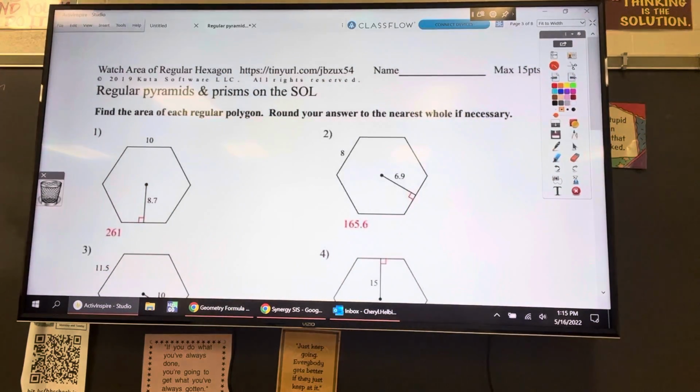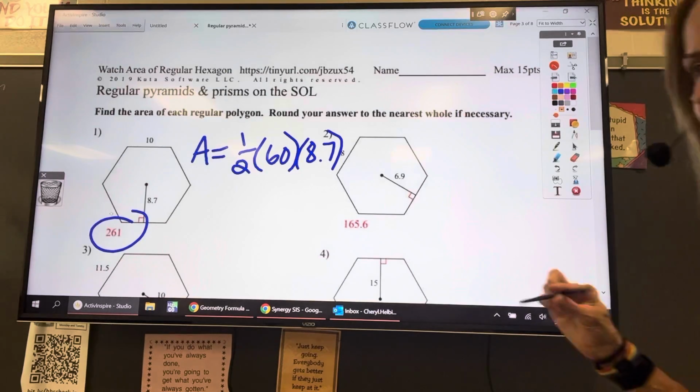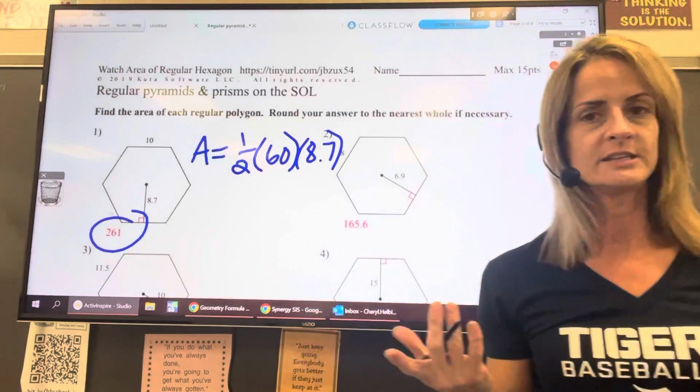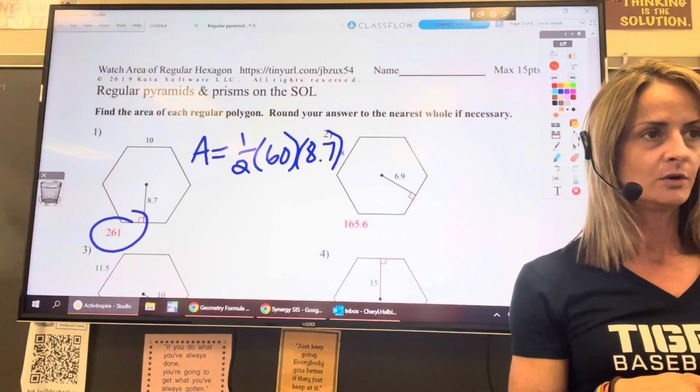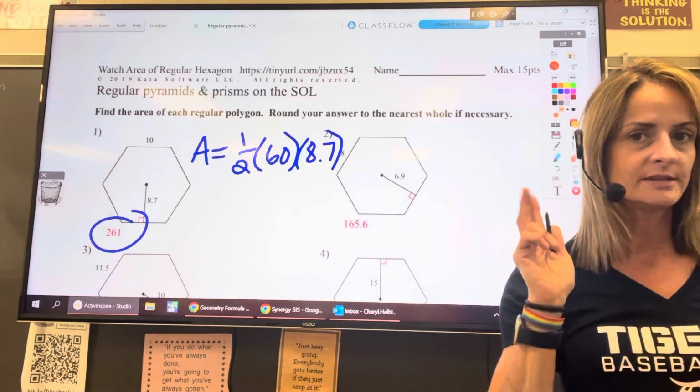So that's just area equals 1/2 times 60 times 8.7. Throw it in your calculator and you should get 261. Good? All you're doing is following a formula on the formula sheet. Any questions? We go to the second type of problem.